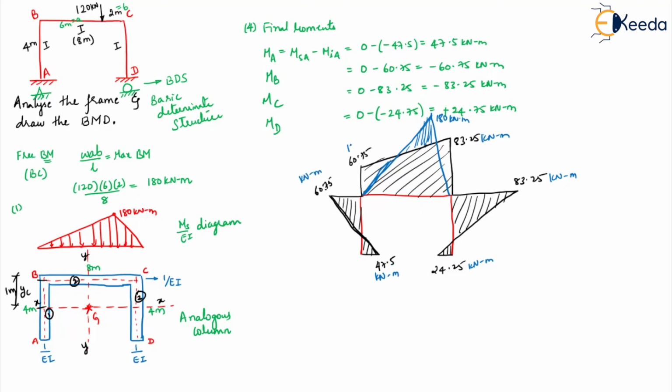So they have asked you to analyze the frame. Analyze is finding the final moments, and then they have asked you to draw the bending moment diagram. So this is how you have to do it if asked for symmetric frames using your column analogy method. So in the next lesson, we'll see how to do it for closed rectangular frames.